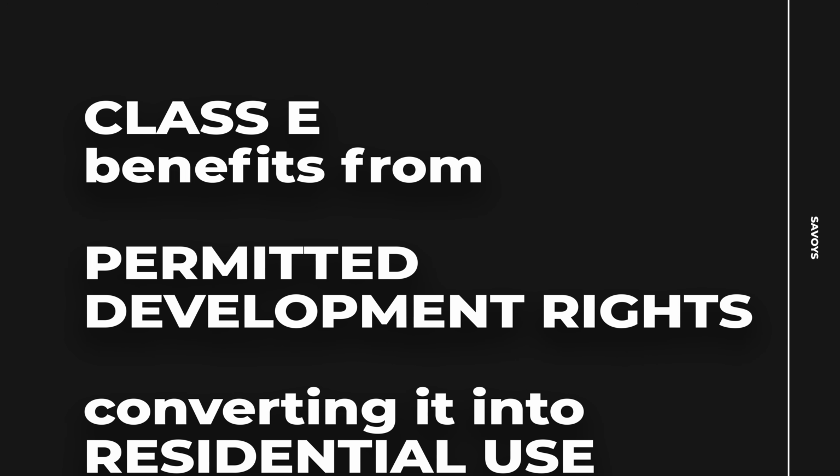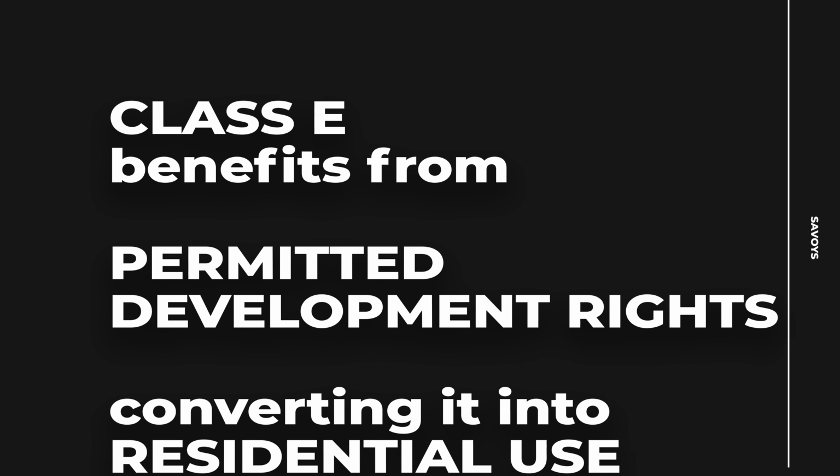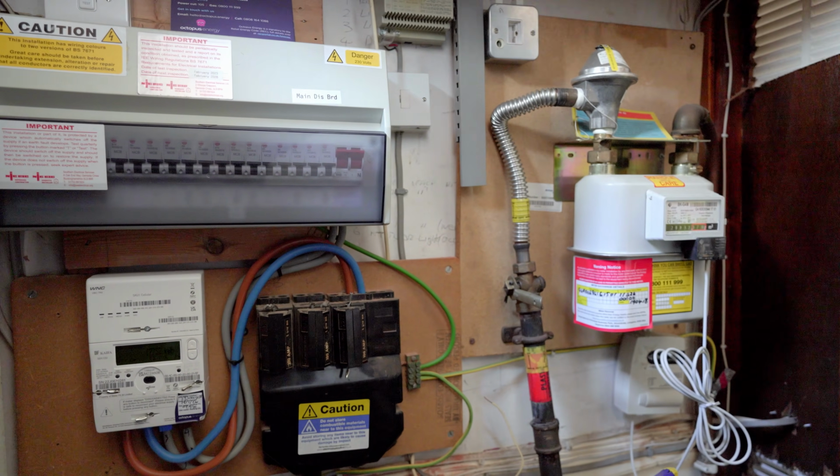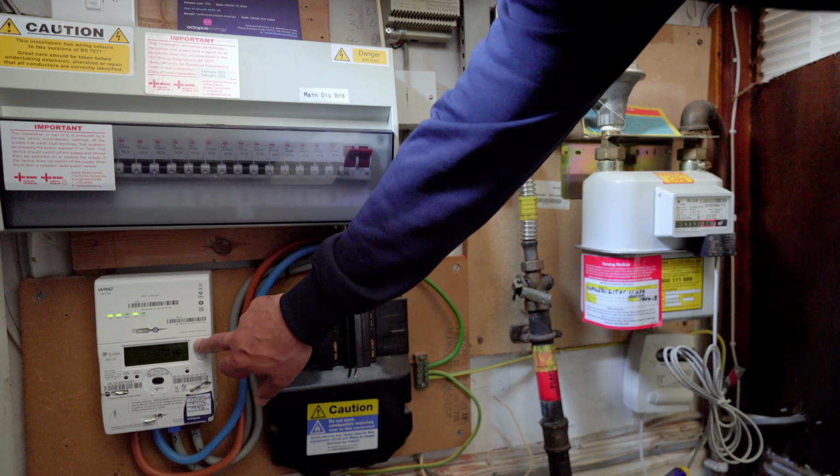So Class E benefits from permitted development rights, converting it into residential use, which I'm going to show you upstairs. Before I talk about the permitted development rights, one of the main key issues with commercial to residential conversions is utilities. So let me show you what commercial buildings usually have. You can see that meter over there. That's what we call a 3-phase electric meter. Now that's great because we can potentially split these against the multiple units that we're creating if we have enough capacity. We're making 5 flats, so we need to see what our consultant says, but that's always a good sign.